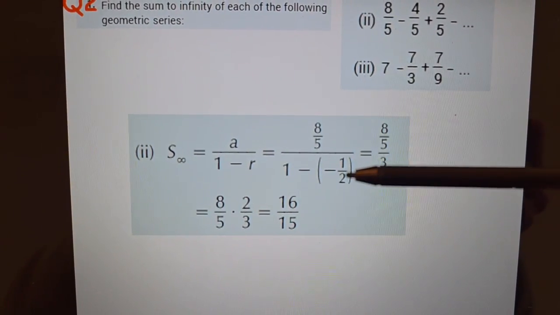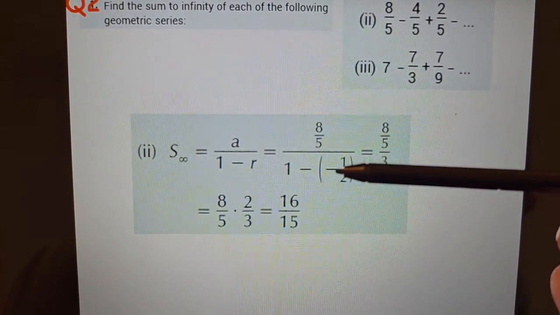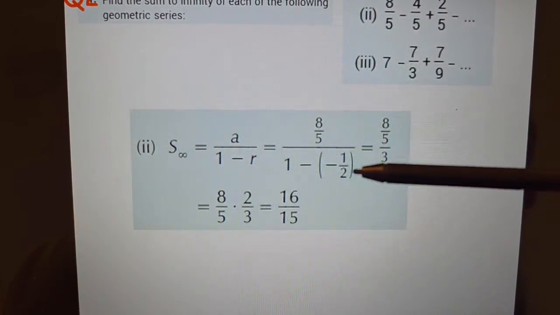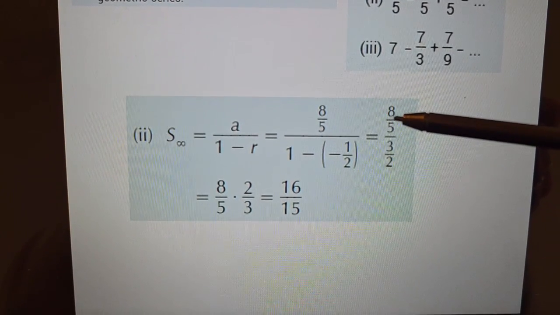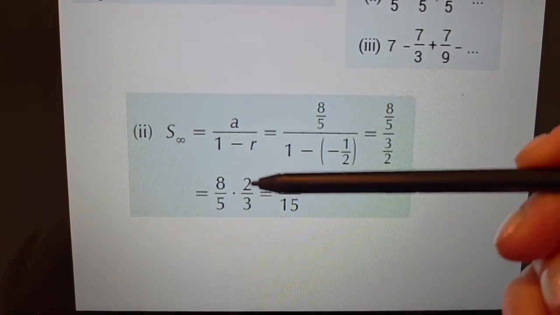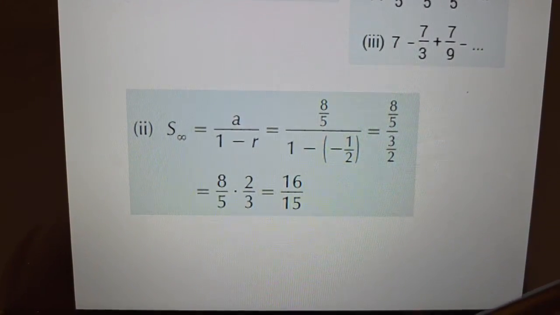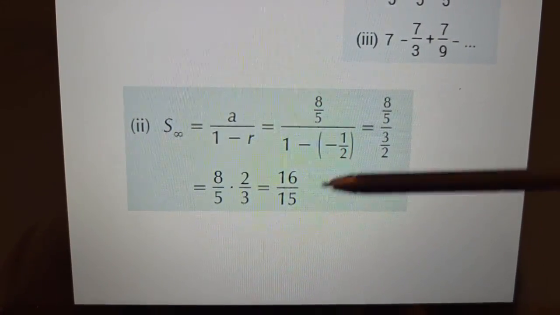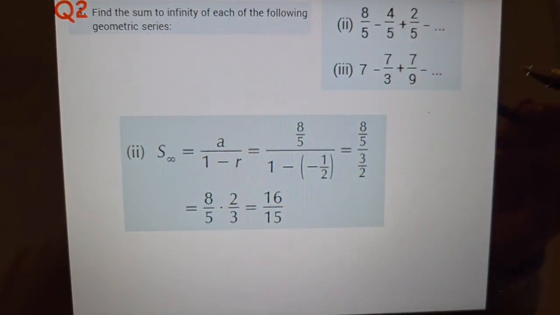Subbing it into your S of infinity formula, just remember a minus multiplied by a minus becomes a plus. So 1 plus 1/2 gives you 3/2. All right, fractions divided by fractions, leave the first fraction alone, change your sign to multiply, flip the second fraction, and you can go on to your calculator. 16/15 is your S of infinity there.